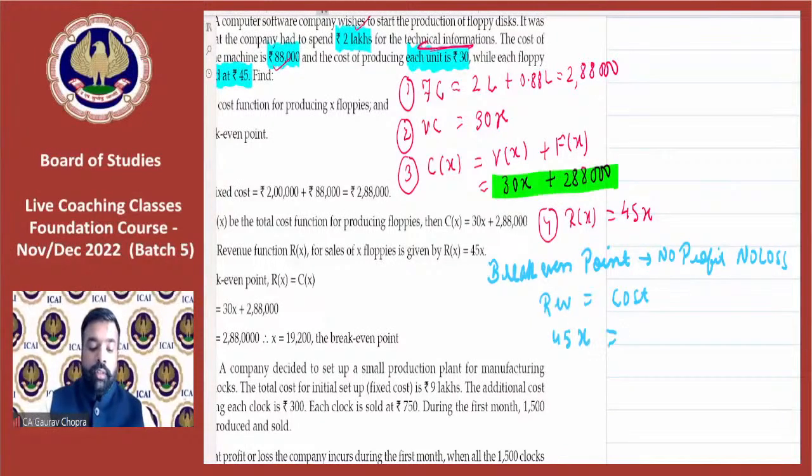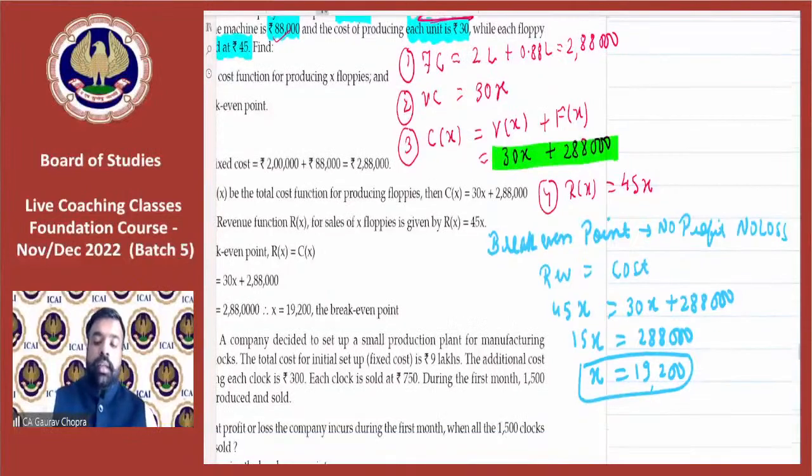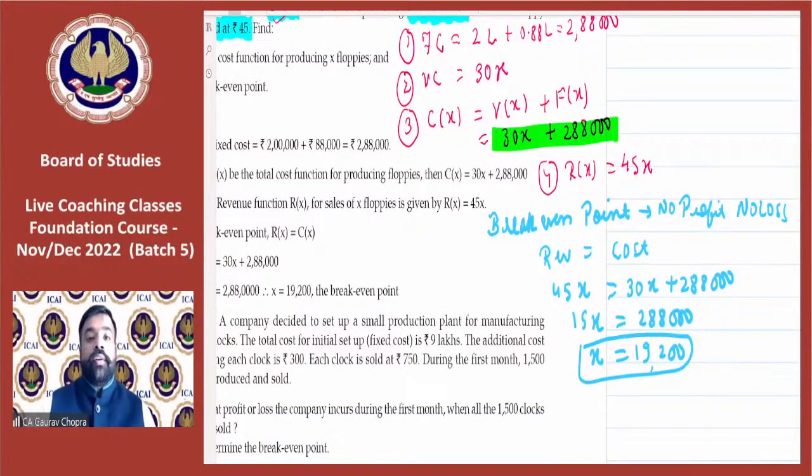So what is revenue? It is 45x. What is cost? It is 30x plus 2,88,000. Now we can solve this and get the result. So 15x is equal to 2,88,000. And what is the value of x? It is simply 19,200. So this is the break-even point. 19,200 is the break-even point. If you produce less than break-even point, it is always a loss. If we produce more than the break-even point, then it is profit.